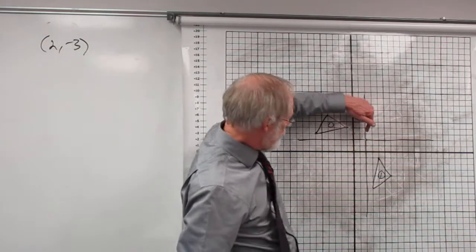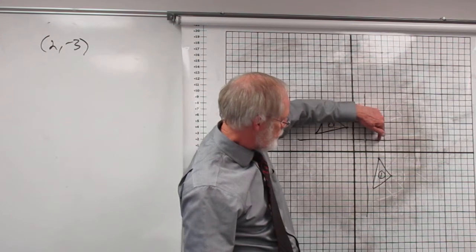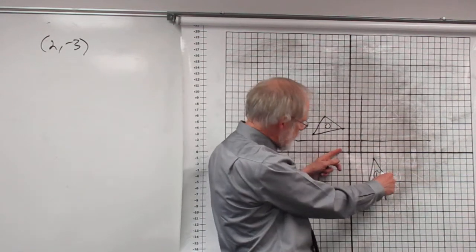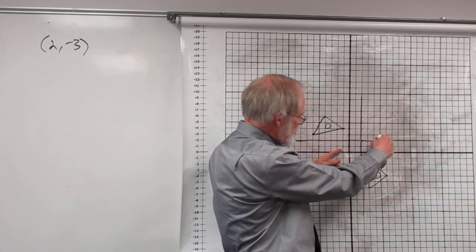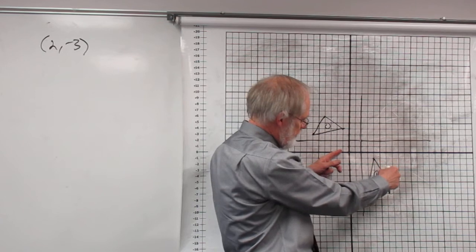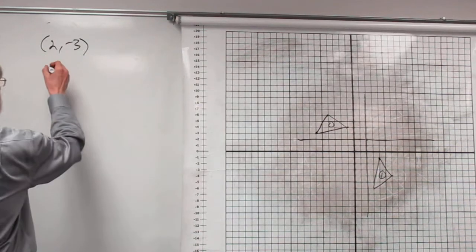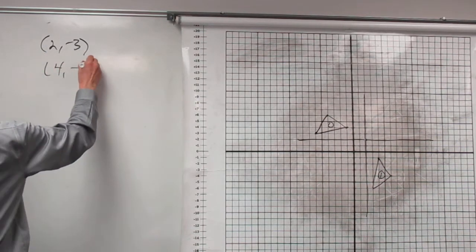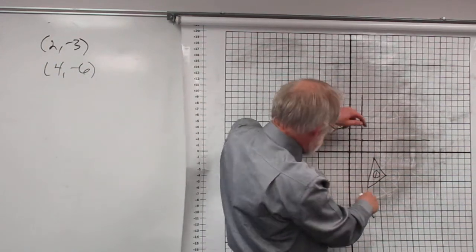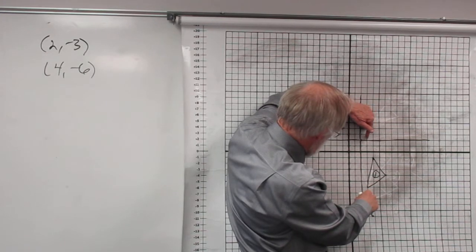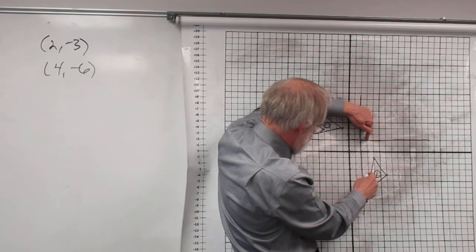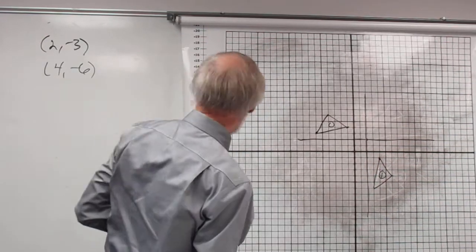All right. From here again, I go over 2 and down 3. From the new origin to get to this point, I go 1, 2, 3, 4, and down 1, 2, 3, 4, 5, 6. So (4, -6). And the third one is down here. So from here, I go over 1 and down 1, 2, 3, 4, 5, 6, 7, 8. (1, -8).